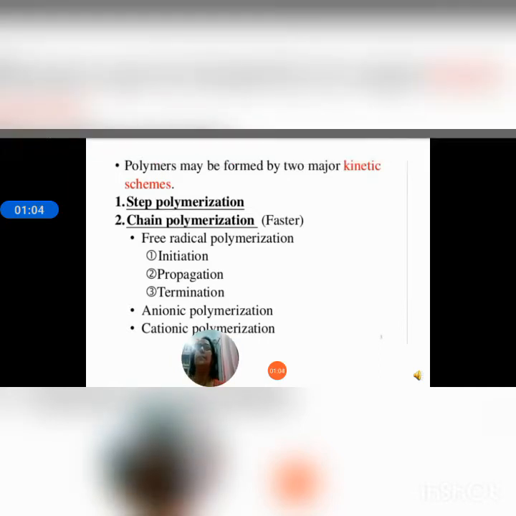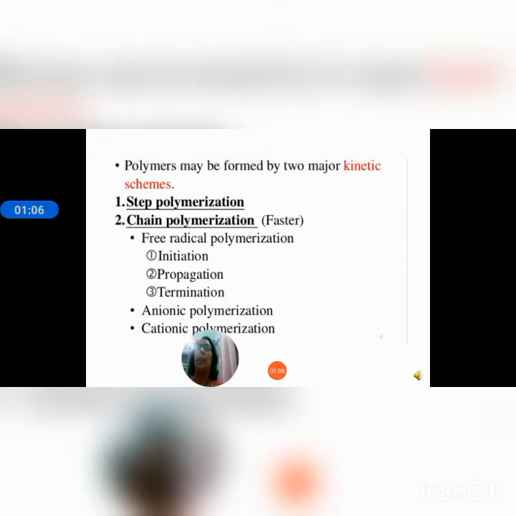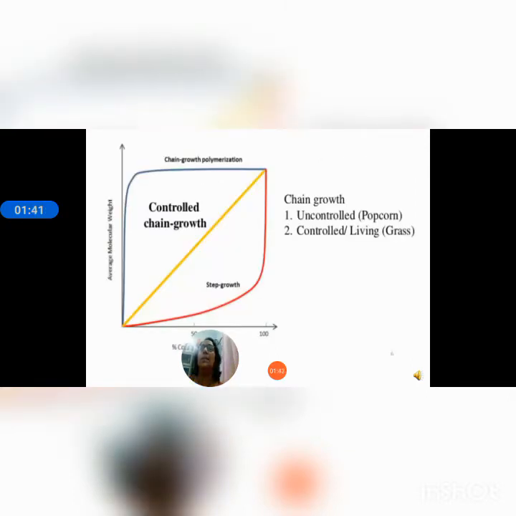Kinetics is the study of reactions, in which we study the rate of reactions. Polymerization is studied under two heads. First one is step polymerization, second one is chain polymerization. Chain polymerization is studied under free radical polymerization, anionic polymerization and cationic polymerization. Under free radical we studied initiation, propagation and termination steps.